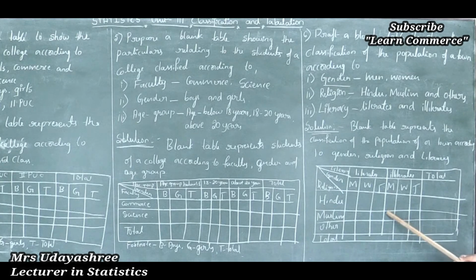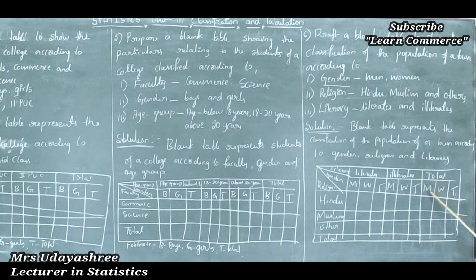Like that, this column indicates the men illiterate Muslim people, and like that this column indicates women illiterate Muslim people, and this column indicates total number of Muslim illiterates. Like that this column indicates the others men illiterates, this column indicates others women illiterates, and this column indicates total number of other illiterates. Like that this column indicates total number of men illiterates, total number of women illiterates, and this is total number of illiterates. So here for this I will write genders, that is men, women and total.